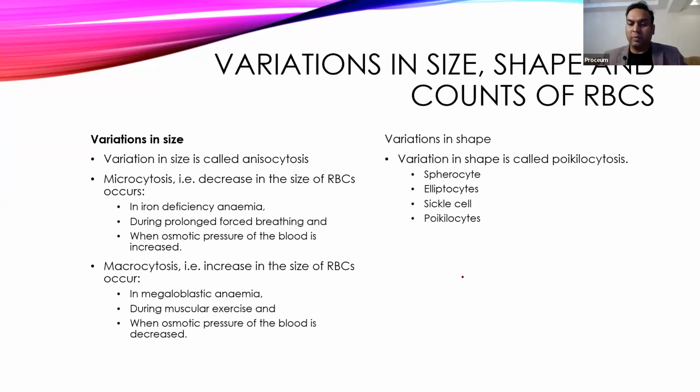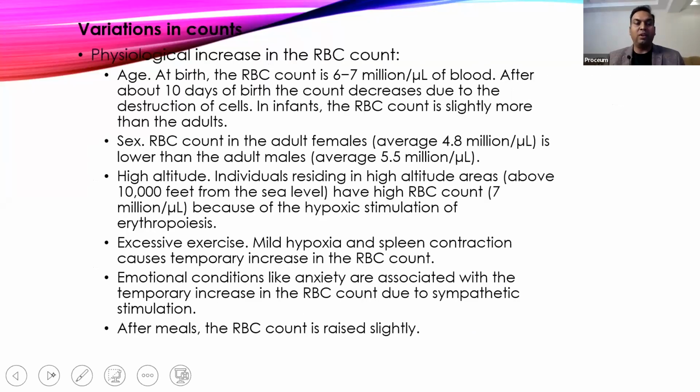This condition is called poikilocytosis, where different shapes, like 2-3 conditions, can also come together, and that leads to different types of shapes of the RBC, and then we call them poikilocytes.